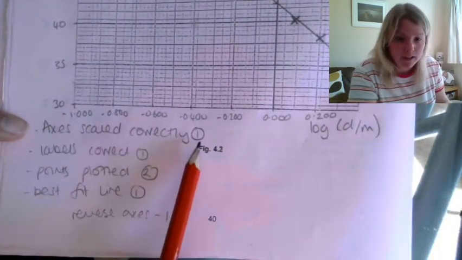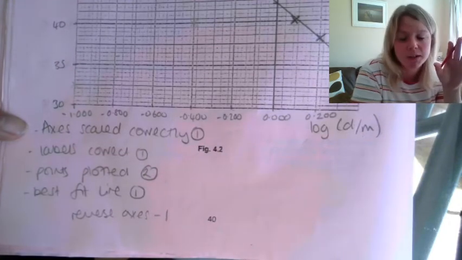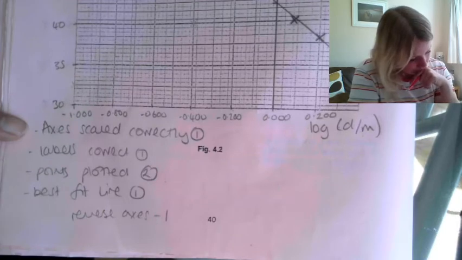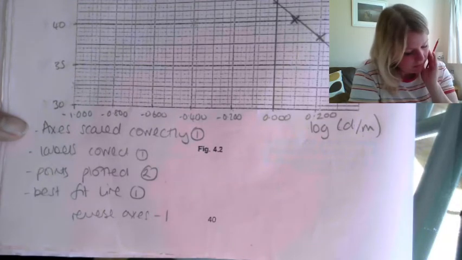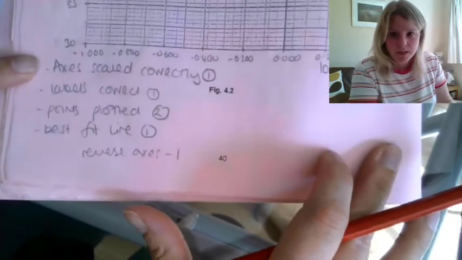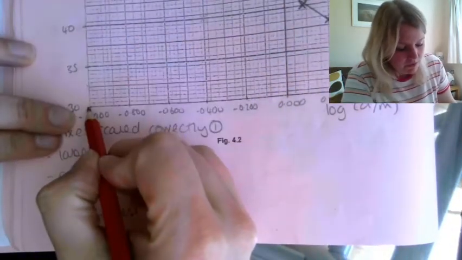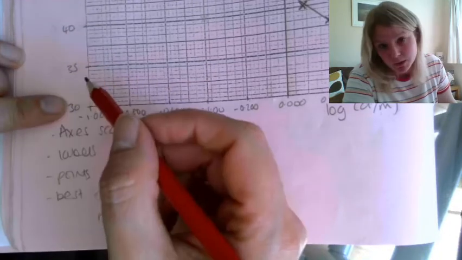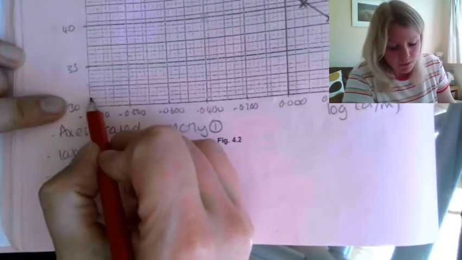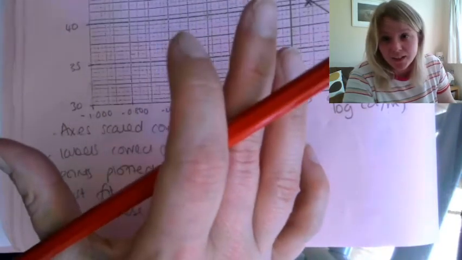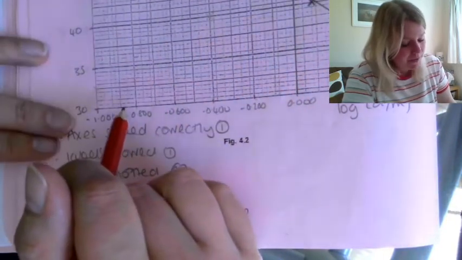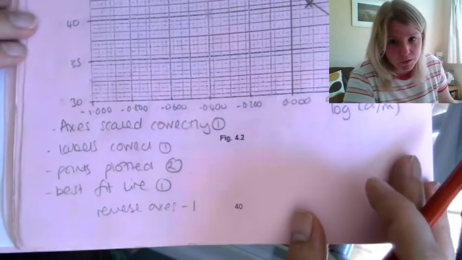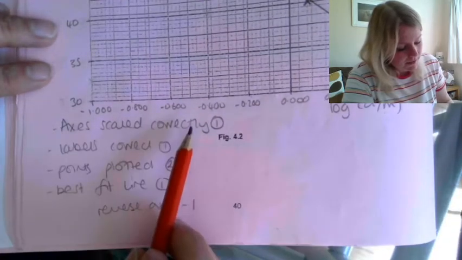1 mark for having your axes scaled correctly. Remember, that means your points have to take up at least half of the available space, and nothing dodgy with broken axes or anything. For example, see the way here I have started at 30. If I had put 0 and then 35 and then 40, I would lose a mark. Whereas if I put 0 and then a squiggly line and 35 and 40, that would be fine. But it's better just to not put the 0 on at all. I always just start from a number, and then they'll not take marks off you for that. So have your axes scaled correctly.